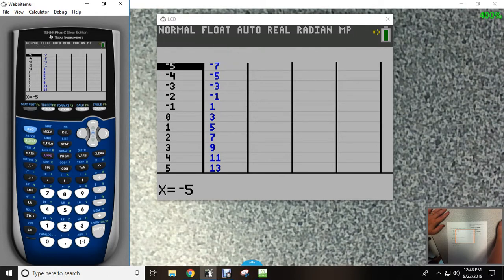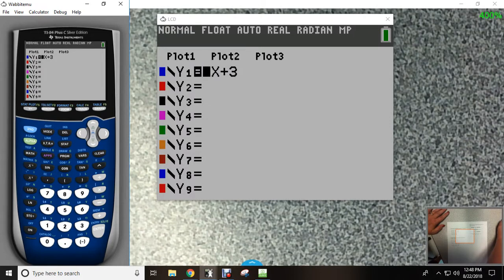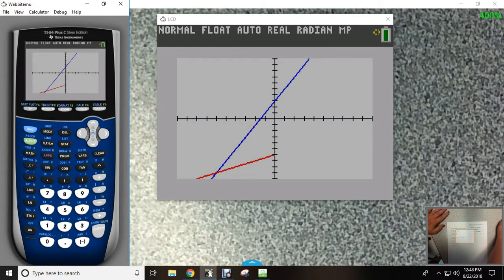Let's go back to y equals again. And I'm going to go down to y sub 2. And we're going to type in another equation. We're going to do 1/2, so 1 divided by 2, x minus 6. Now, notice both of those equal signs are highlighted, so it's going to graph both of them. If there's one you don't want it to graph, you put the cursor on top of the equals and hit enter, and it will unhighlight it. Okay, I want to put them both on there. So hit graph.